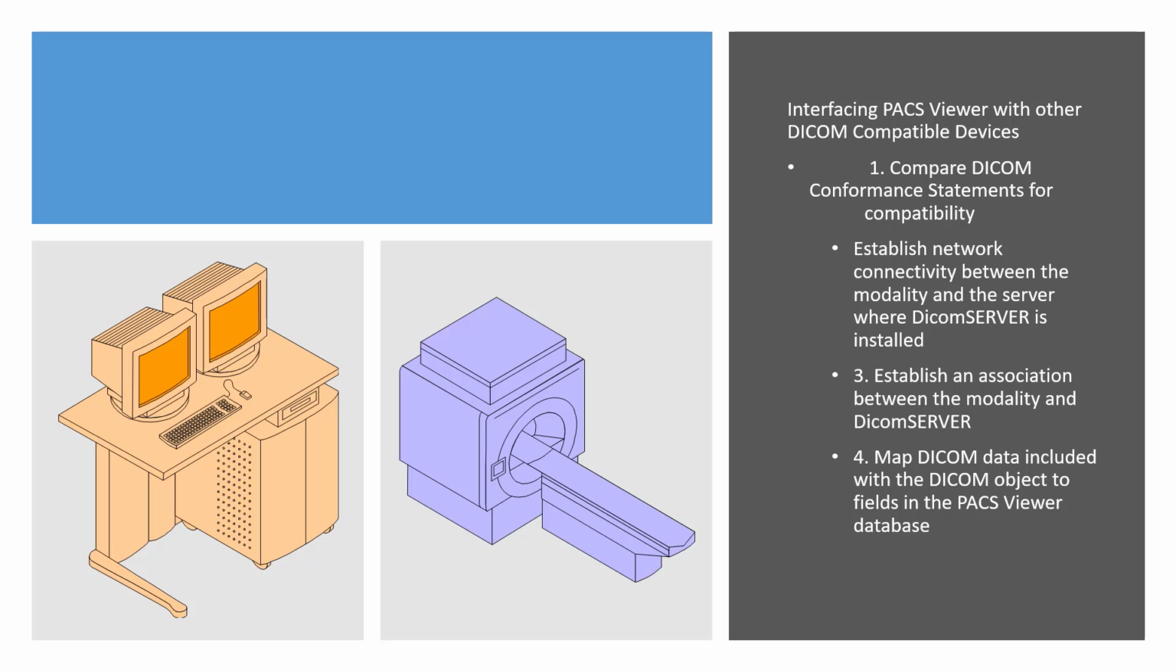So let's take a look at interfacing a PACS viewer with other DICOM compatible devices. To integrate these devices into our network, we'll need to take a look at the DICOM conformance statement for each piece of equipment and establish an association with the modality and the DICOM server. Once we have established this interface or association, we need to map the DICOM data included with the DICOM object to fields in the PACS viewer database.